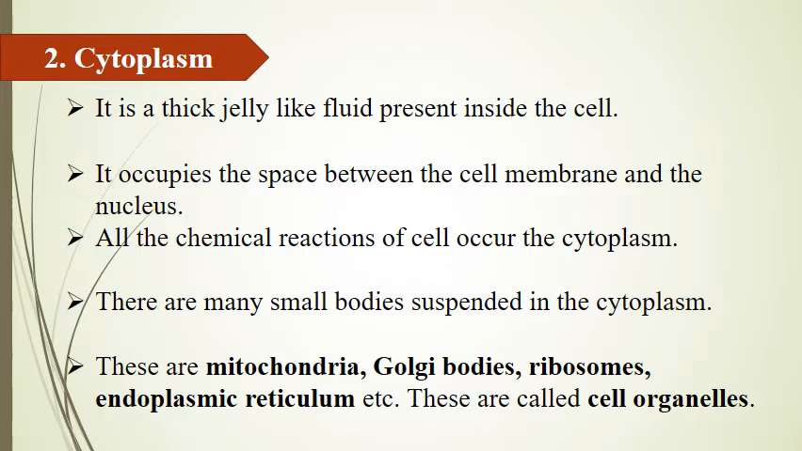And also there are so many small bodies suspended in the cytoplasm. For example, we have organs inside our body. As it is, each and every cell has such organs, or we can say these small bodies that are present in the cytoplasm, and these bodies are mitochondria, Golgi bodies, ribosomes, endoplasmic reticulum. These small bodies are called cell organelles, or we can say these are the organs of the cell.